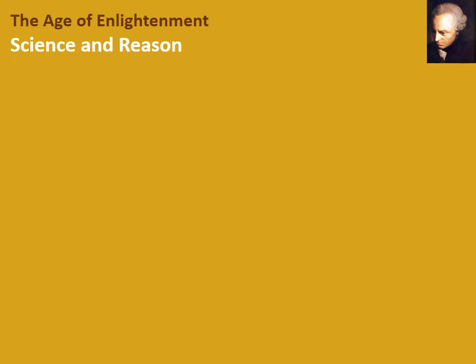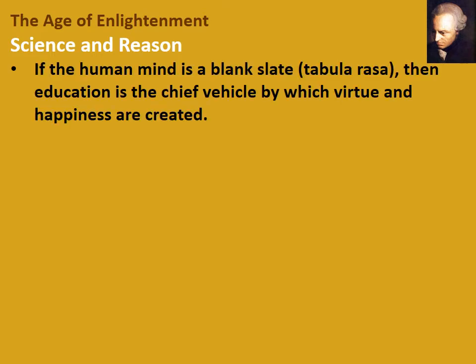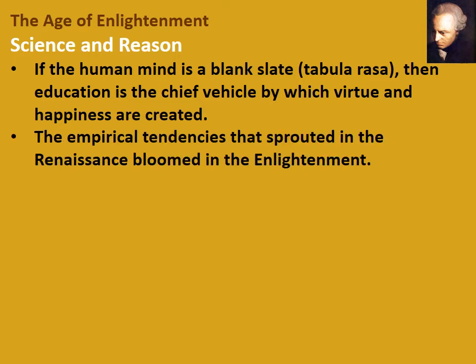Now let's talk about science and reason. Now we're really getting to the heart of it. Well, if the human mind is a blank slate, a tabula rasa, then education is the chief vehicle by which virtue and happiness are created. Right? So if we're born absolutely blank-minded, which by the way our science no longer believes, we do have instincts and drives, but the Enlightened thought there was just nothing there, then how do you control what kind of person someone becomes? Well, through their education.